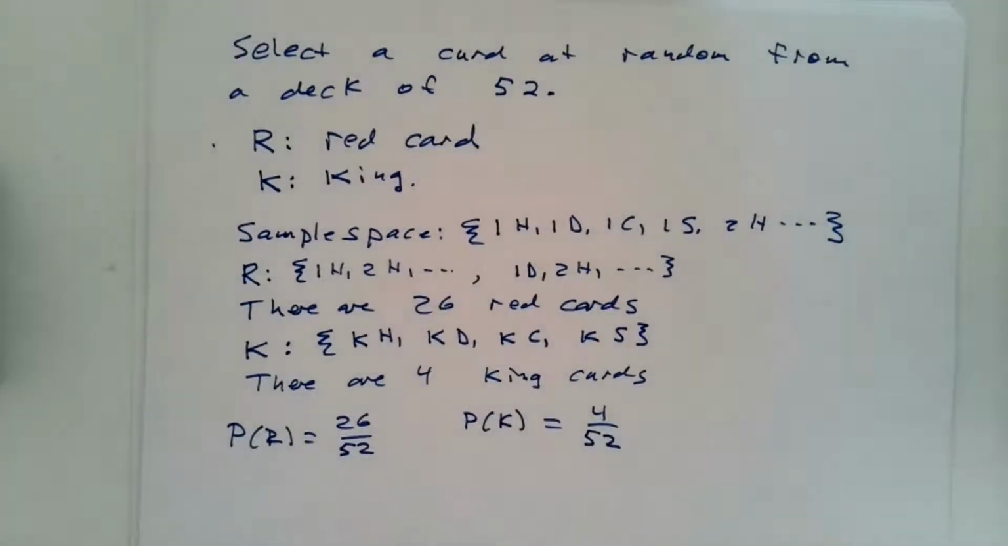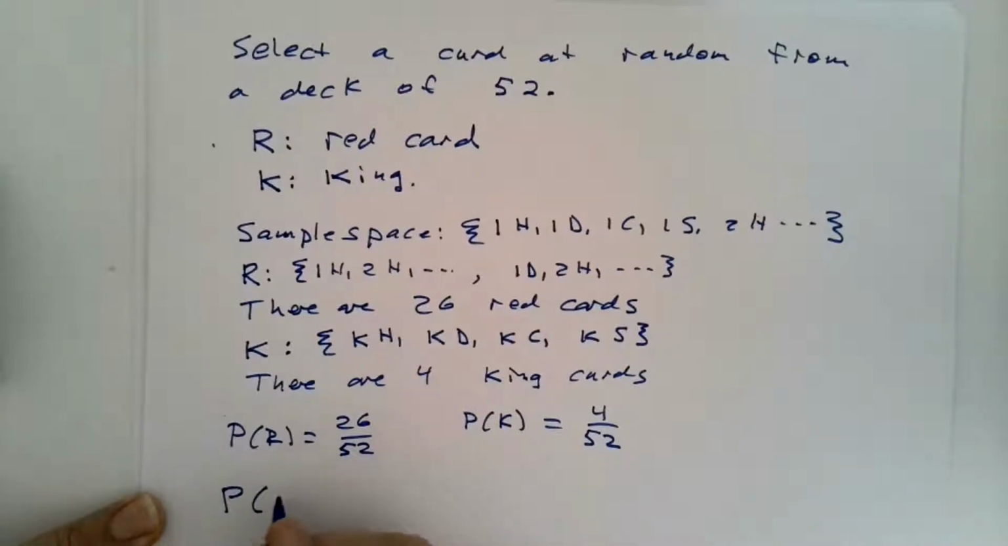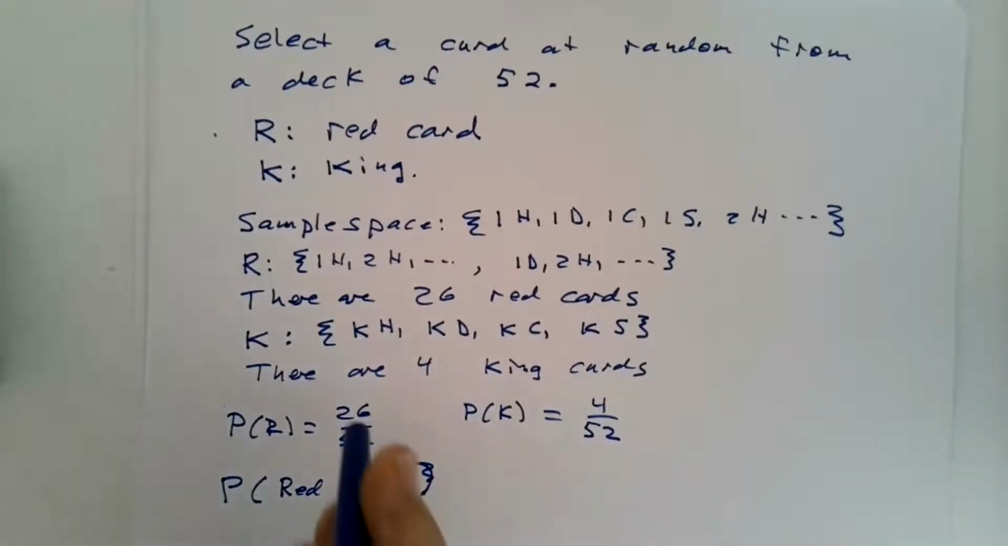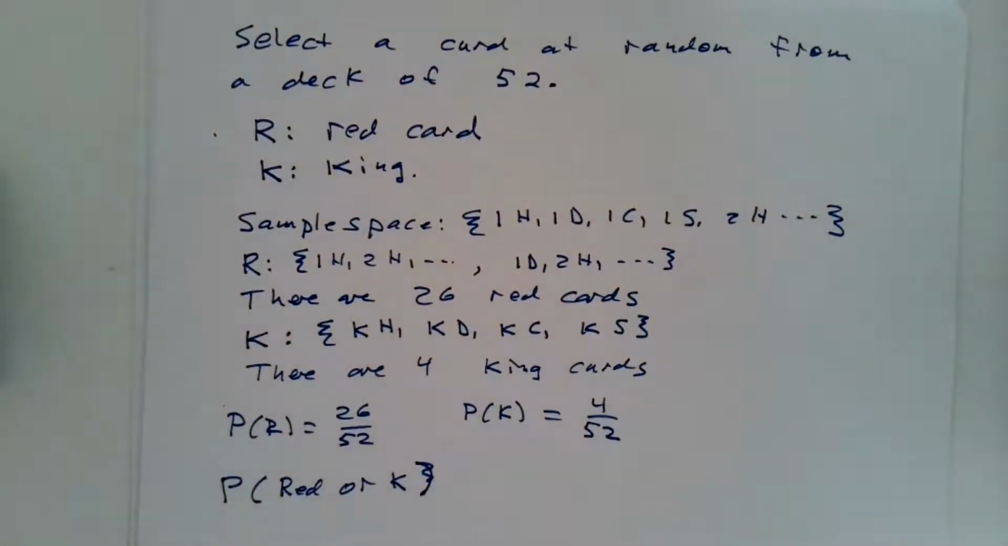But what about the probability of red and king? Excuse me, red or king. What's the probability of red or king, which is what I want? Probability of red or king. How many do we have in that set? Is it 26 here and 4 there? Is it that simple? Or is it more complicated than that?